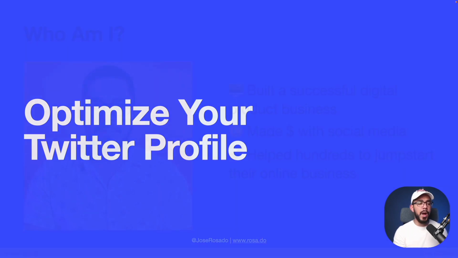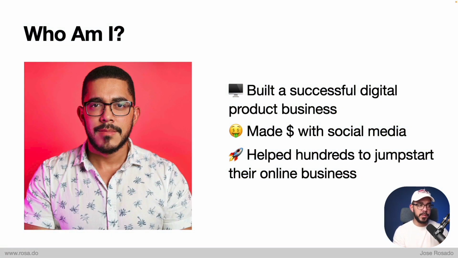So first, who am I? This beautiful man that you see here, it's me, Jose Rosado. I built a very successful digital product business and I've made money with social media and I've helped hundreds of people to jumpstart their online businesses using Twitter, Instagram, and social media in general.